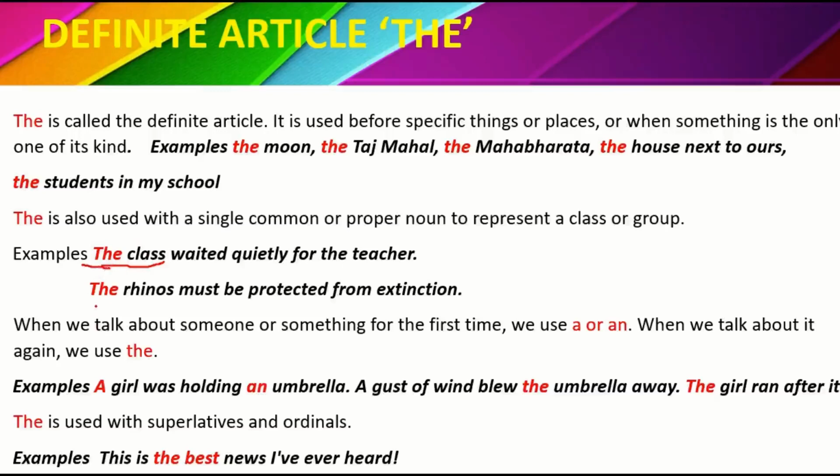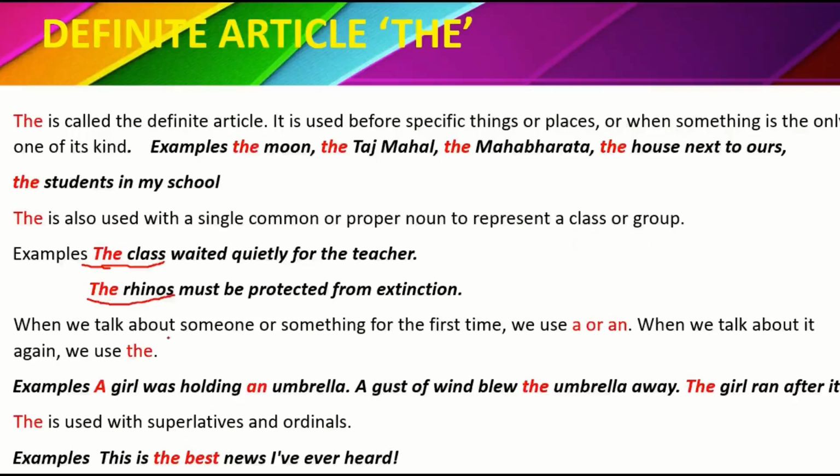Now let us see the second example. The rhinos must be protected from extinction. So here the rhinos is talking about not only one or two rhinos. It is talking about the entire group, the entire class of rhinos. So we have used "the" over there.